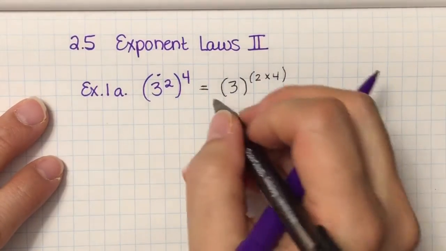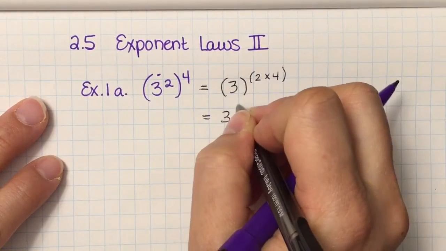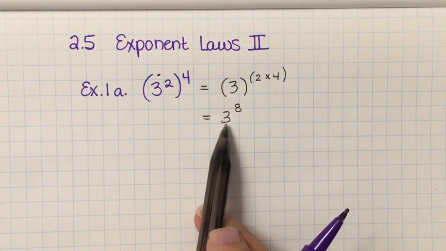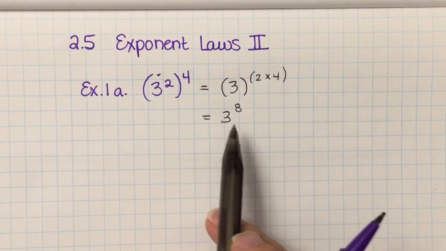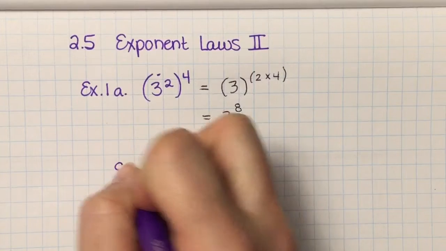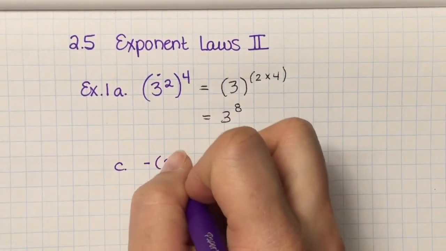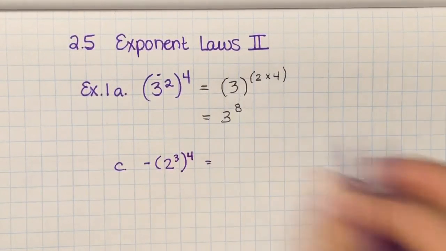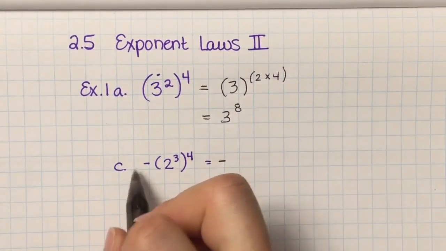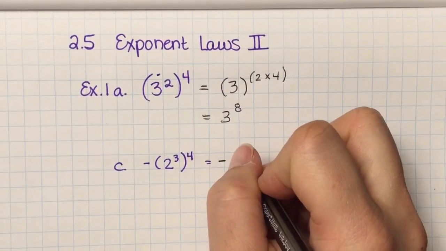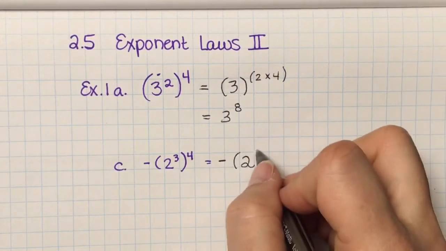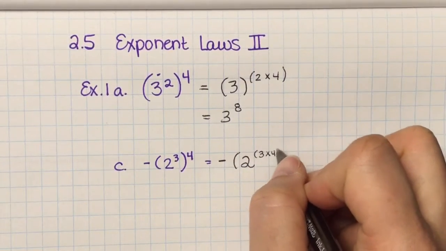Now you don't have to put the brackets around the 3. That would just be 3 to the 8. Okay, if it says write as a power, that's where we stop. If it said evaluate, then we'd figure out what 3 to the 8th actually meant. Okay, let's try 3c, which is minus 2 cubed to the 4th. Okay, so that's the same thing as saying we keep our negative because it's outside the bracket. And then we would have 2, and then 3 times 4, close the bracket.